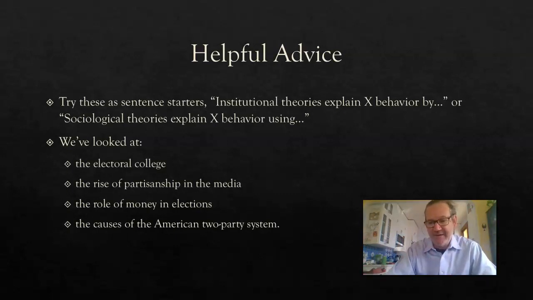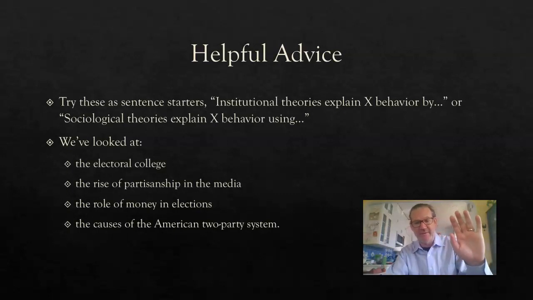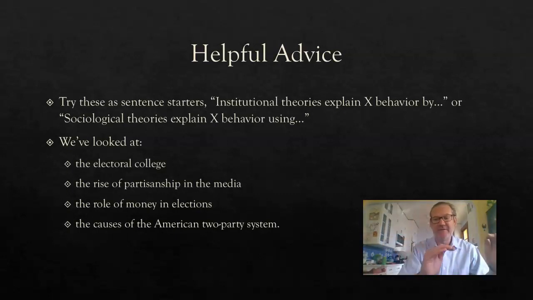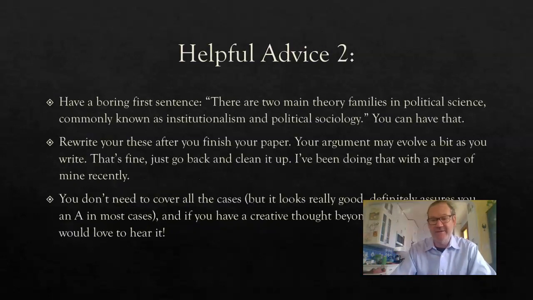The role of money in elections. That one's more of a rule. I'm not sure if the culture explains that one as much, but the rule explains a lot. And the causes of the American two-party system. Remember, single-member plurality is what causes us to have a two-party system. But then, what did we just do? We just did our video on party realignment. To explain party realignment, you need to think culturally, okay? So there you go. Think about that. That should all be helpful to you.